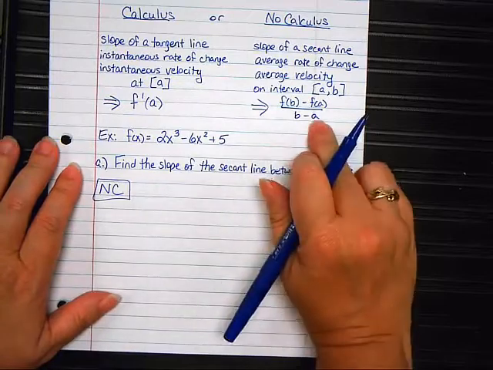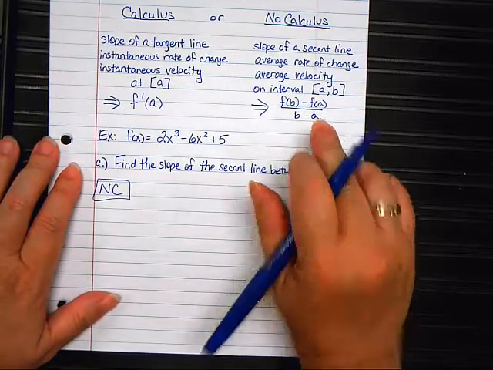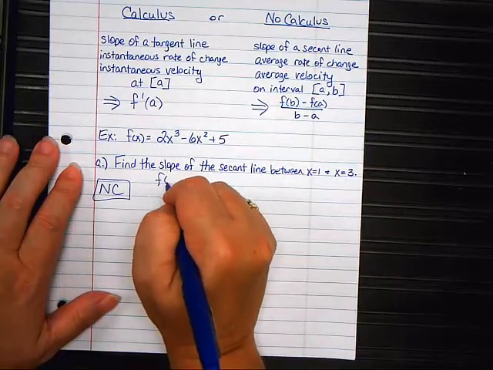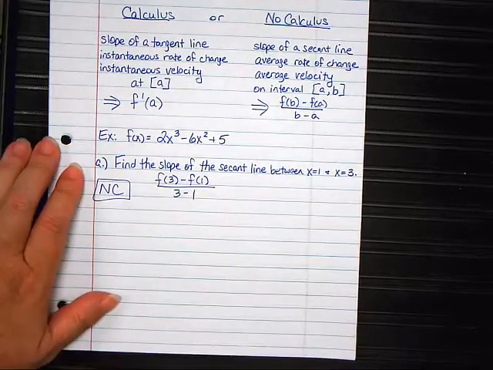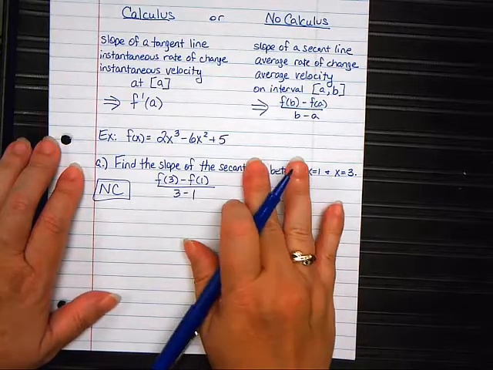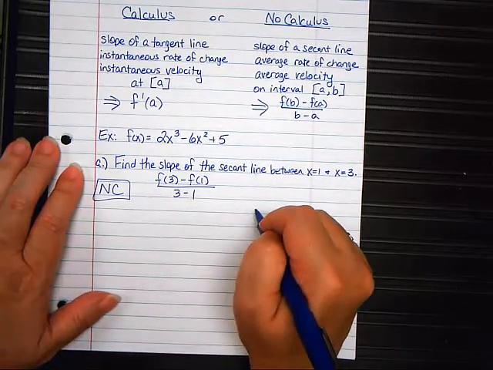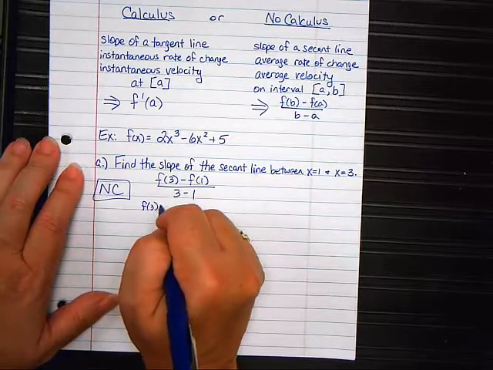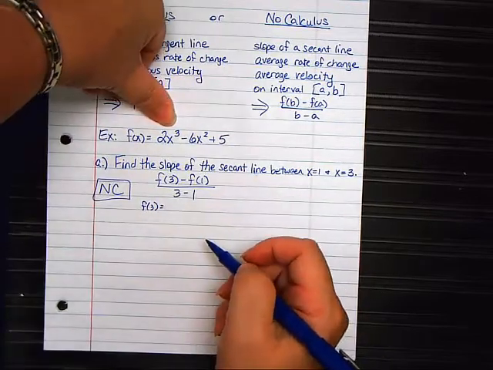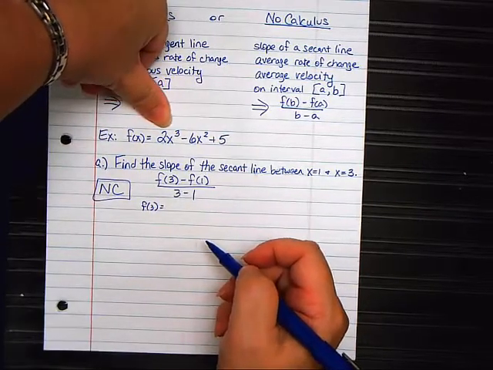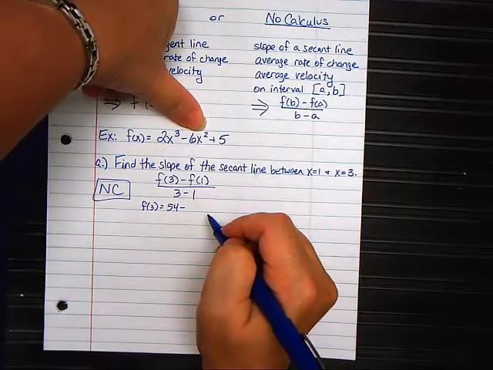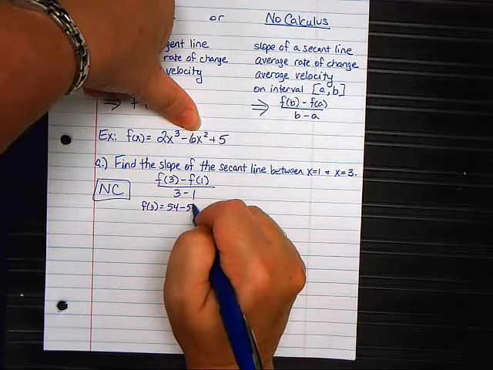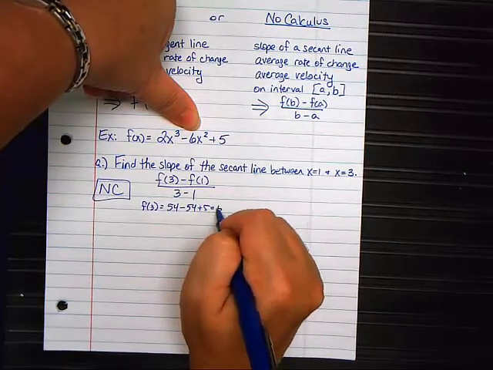So if it's no calculus, you use the difference quotient here. So it's going to be f of 3 minus f of 1 over 3 minus 1. That's how you find the slope of the secant line. Okay? So now I need to do some math. Let's figure out what f of 3 is. F of 3 would be 3 to the third is 27 times 2 is what? 54 minus 3 squared is 9 times 6 is 54 plus 5. That's easy. That's 5.